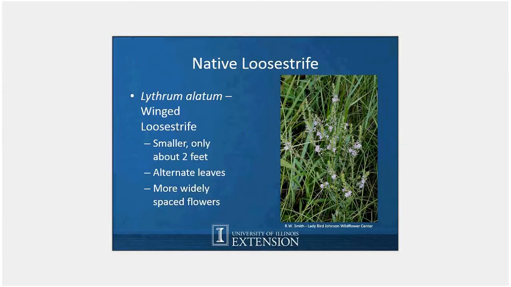Now, for an interesting point, there is a native loosestrife that is very, very uncommon. We do not see it very often, and this is what's called the winged loosestrife. It's somewhat similar. It is native. It is smaller, only about 2 feet, and you can see that the flowers on it are not as vibrant. They don't quite stand out as much. They're not quite as big, and they do have alternate leaves, whereas our invasive purple loosestrife has opposite leaves.